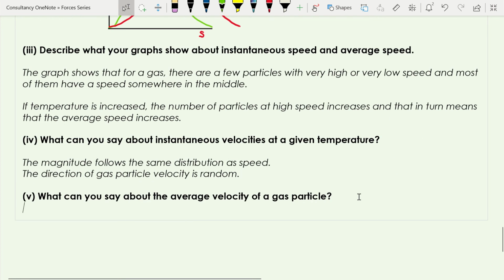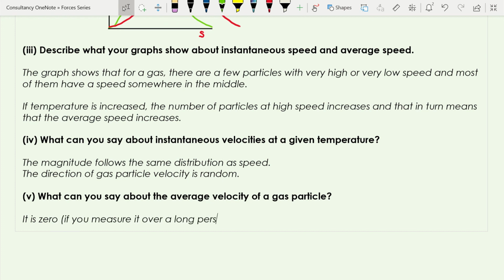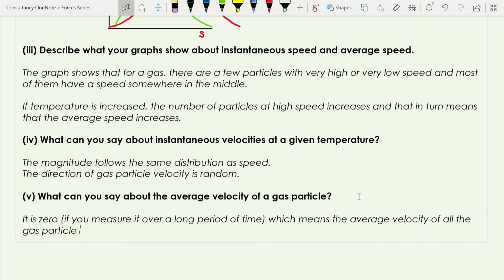And then finally, what can we say about the average velocity of a gas particle? It is zero if you measure it over a long period of time. If you measure it over a very short period of time, it's possible to measure it to be not zero, but if you leave it for a long period of time, let all of the random variations occur, then it ends up averaging as zero, which means the average velocity of all the gas particles is also zero.